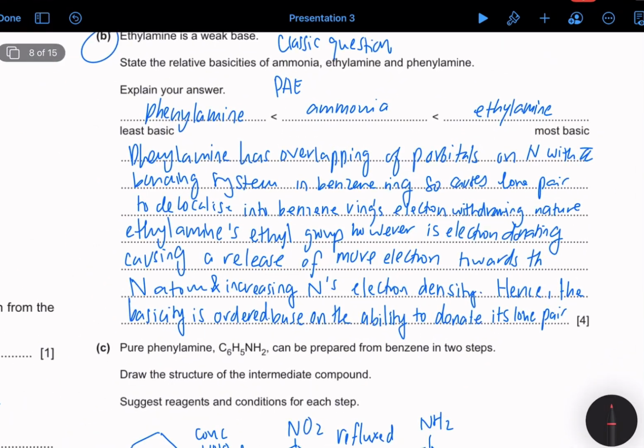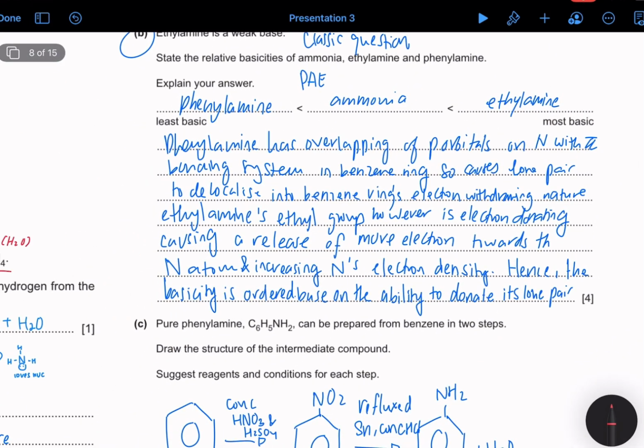Alright, question B. Ethylamine is a weak base. So this one is a classic question. They ask you to order the relative basicity. There's also another one for, I believe, the strength of your C-Cl bond, something along the lines of that. Those two usually come out a lot. So always remember that phenylamine is the least basic, ammonia is right in the middle, and your ethylamine is the most basic.